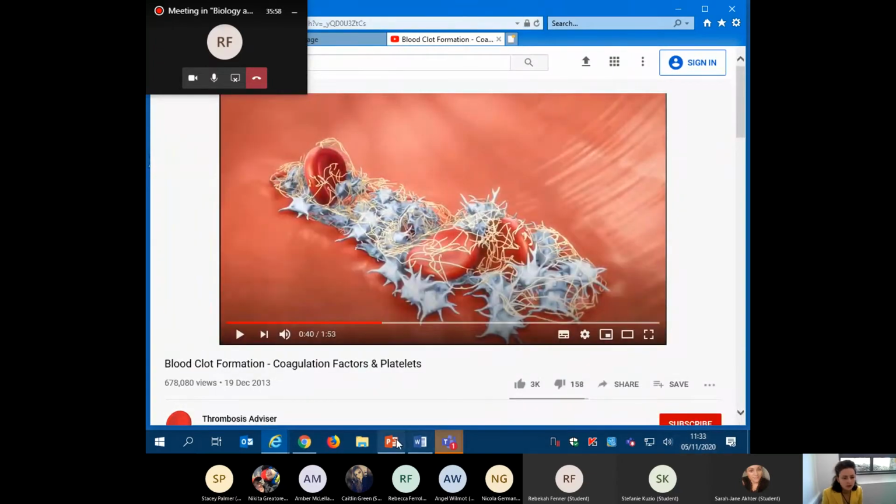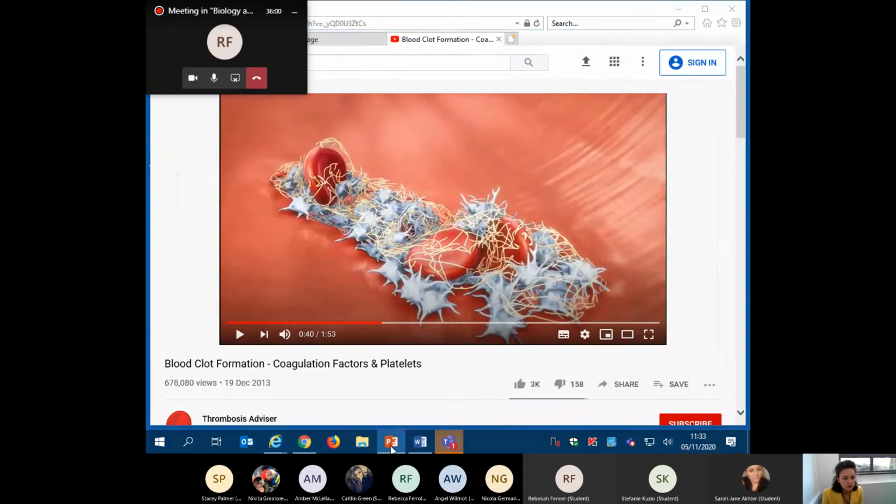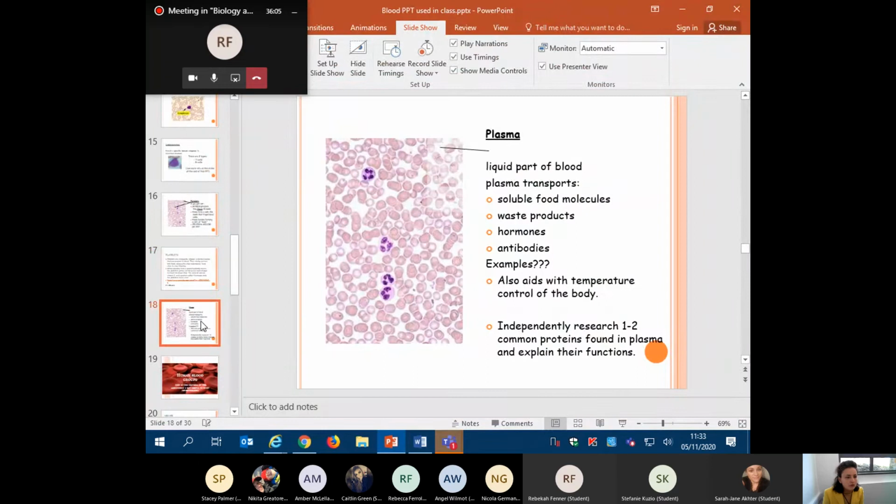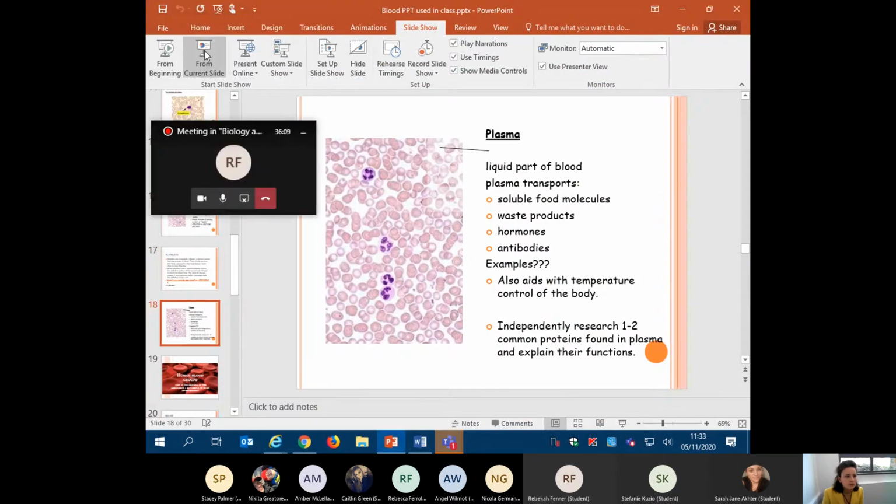Okay, moving on back to the PowerPoint. Where am I? Okay. I think that's it, isn't it? Oh, yeah. So let's talk about plasma next briefly. So I'm going to go back to the slide.